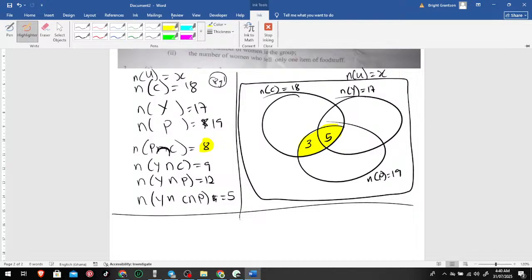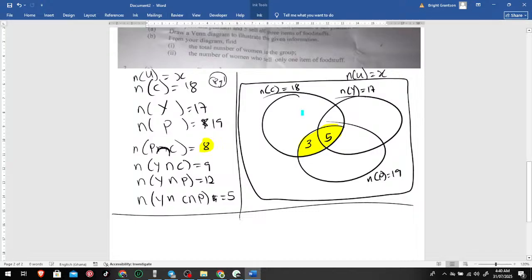Yes, please. Now Y intersection C. Yes, sir, but sir. Please, why is it that when I was solving the past question last time, when it is, let's say, maybe C intersection P only, they don't subtract the 3 from it?